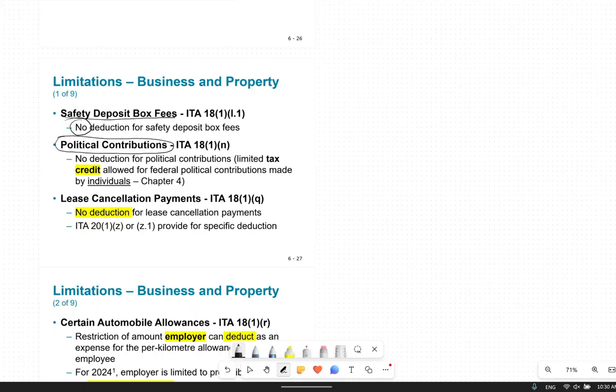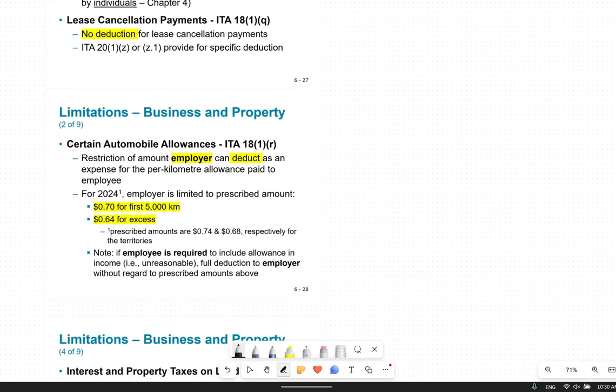Political contribution. Now the elections are coming. If you make a political contribution, there is no deduction. However, you're allowed a credit. We did talk about it in chapter 4 when we talked about credits.